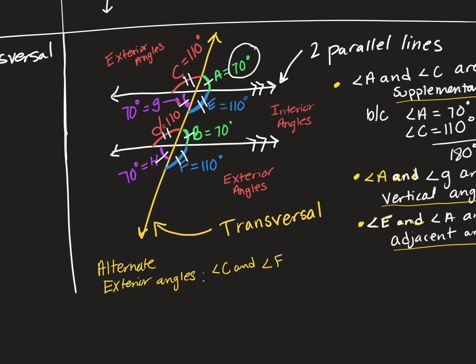You can also have alternate interior angles, which just mean, okay, angle G and angle B are equivalent. So they're alternate interior angles because they're on different sides of the transversal, but they're equivalent. Alternate exterior angles: C and F. Alternate interior angles: G and B, and E and D, and A and H.